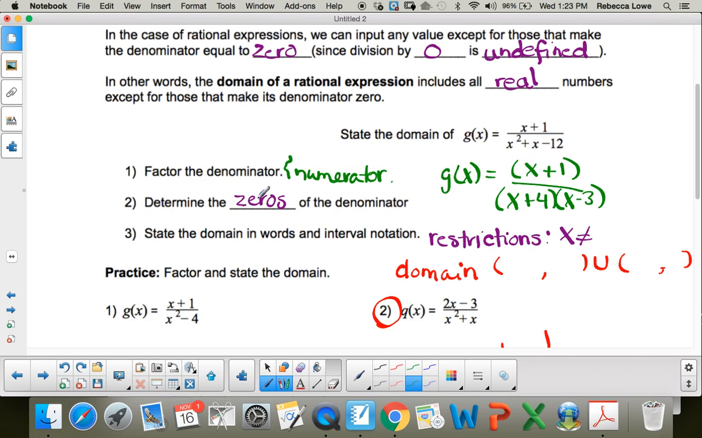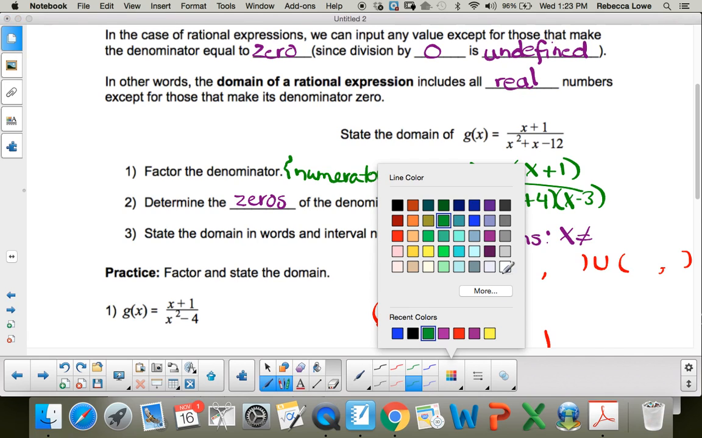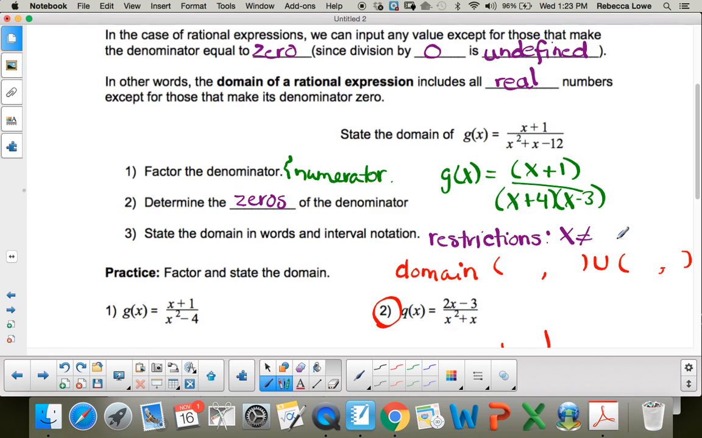Then we're going to determine the zeros of the denominator. Well, the zeros are the restrictions. So there's two factors in the denominator, x plus 4, which means that x could not be negative 4, because that would make this 0, and that would mean the denominator is 0. The other factor in the denominator is x minus 3, and the value of x that would make that 0 is 3. So those are the two restrictions, what the function cannot take on. So the restrictions are x cannot be negative 4 and 3.